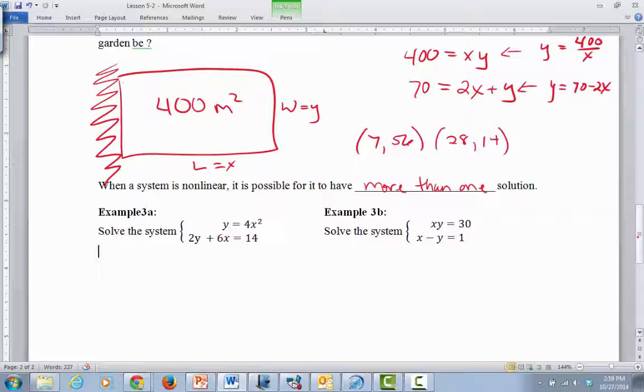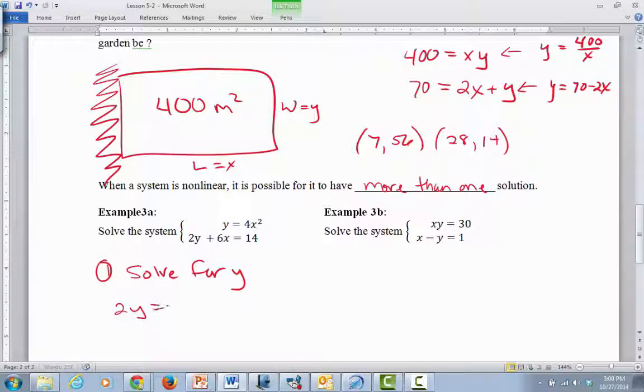All right? So if I give you this system right here, what would be my first step to solve it? What did I do up here first? Yep, so solve for y. Yep. Okay, that's the first step. And then you can put them into your calculator for these ones. So y equals 4x squared, it's already solved for y. For the second one, I need to solve that one for y.